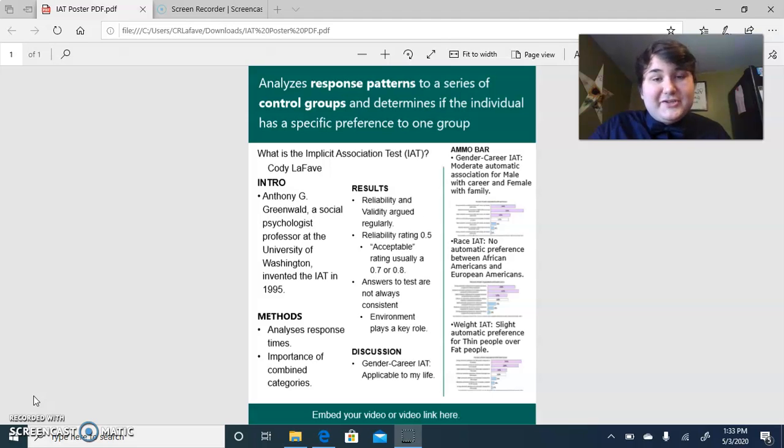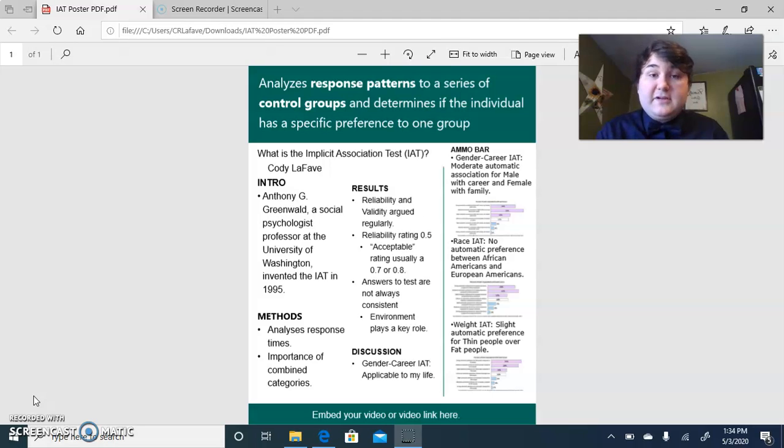Now on to the introduction. Anthony G. Greenwald, a social psychologist professor at the University of Washington, developed the IAT in 1995. This test determines these preferences by analyzing the response times that an individual takes to answer the questions. Now, the questions are typically set up with two control groups.